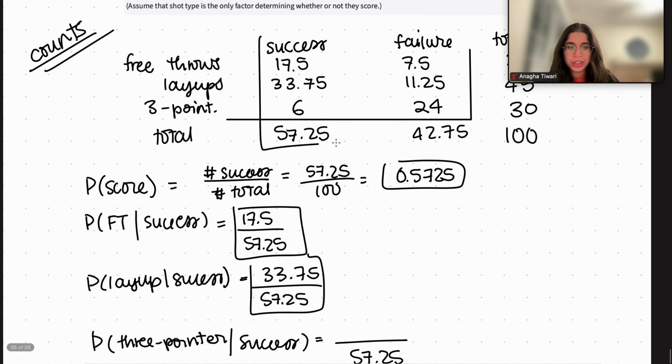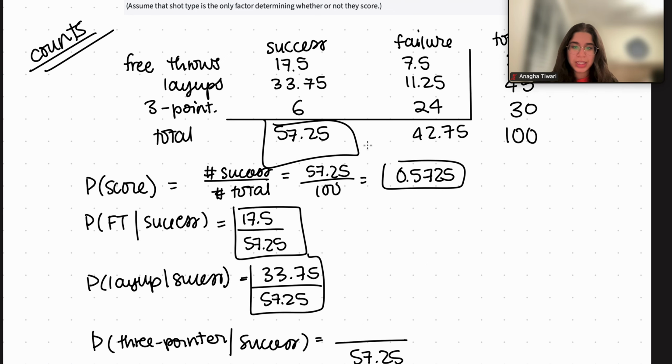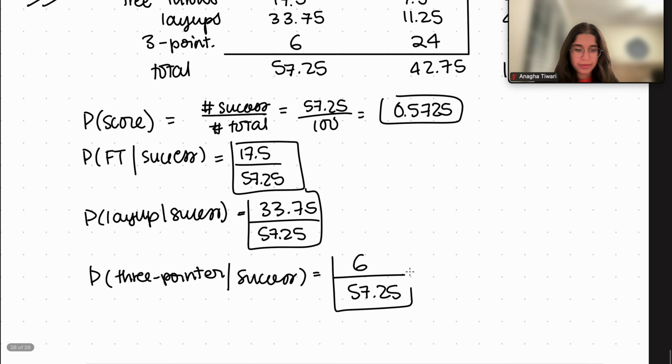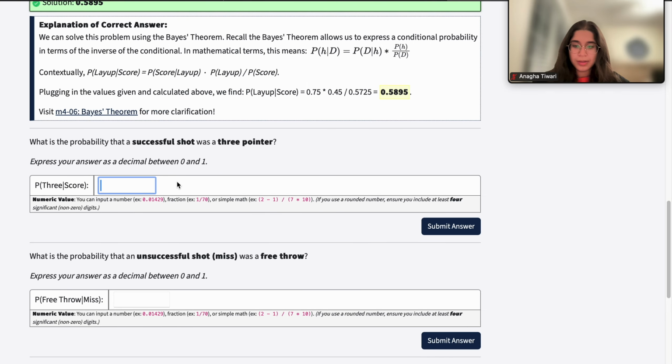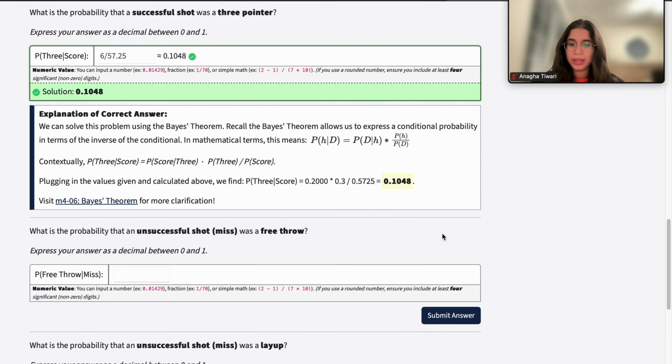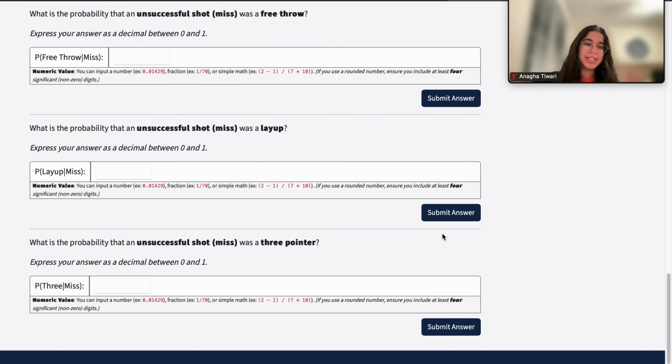Again, we're still looking at this column here. So out of my 57.25 successful shots, the number of three-pointers was only 6. So our final probability is just going to be 6 divided by 57.25, which is 0.25. And now you can kind of guess the next 3 questions.